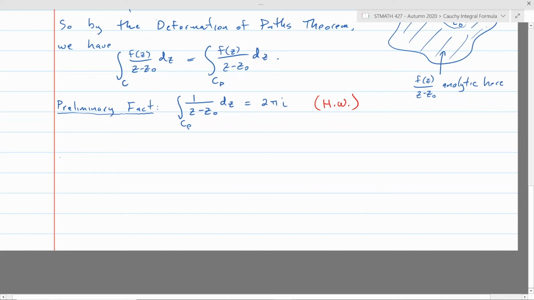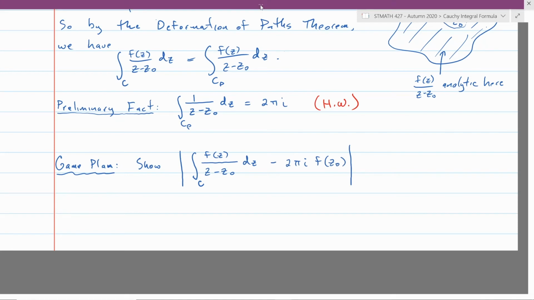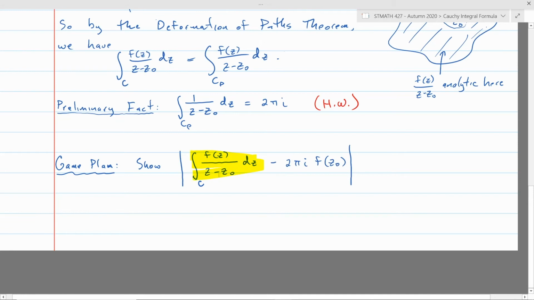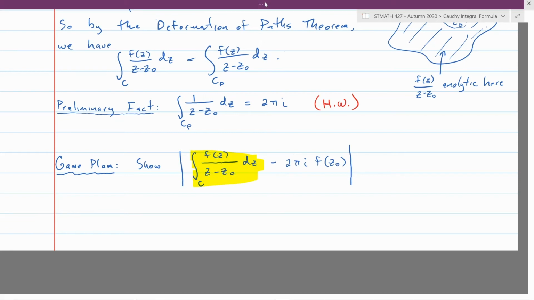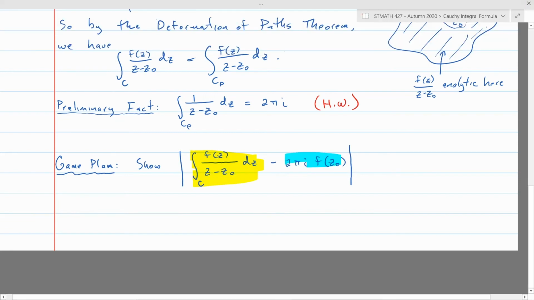So here's the game plan for doing this proof. What we're going to do is show that the modulus of the integral around C of f of z over z minus z naught dz minus 2 pi i f of z naught is zero. So we're wanting to show that these two quantities, that we're taking the difference of in modulus, are equal to one another, right? So I'm wanting to show that the thing in yellow there is equal to the thing in blue here.